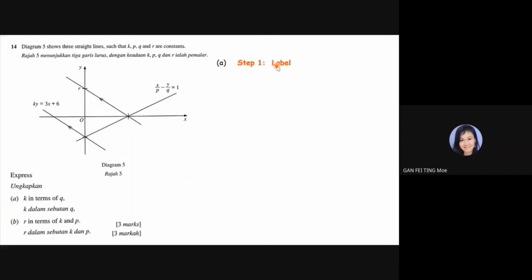Okay, so first of all, you label the X-intercept as P, because you know that this is P. And the Y-intercept as negative Q, because according to our intercept form, it should be X over A plus Y over B. Since this is a negative sign, the negative will go to the intercept here. Okay, the Y-intercept, so negative Q.